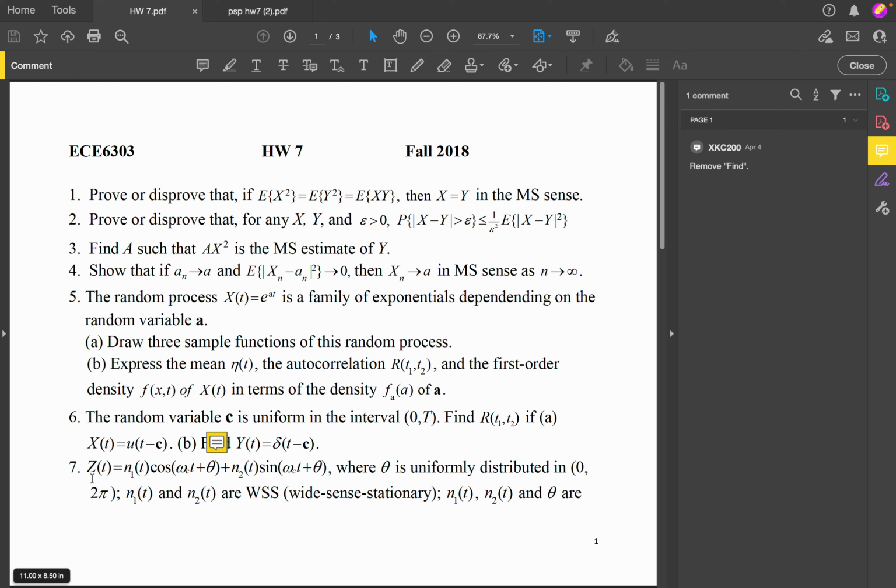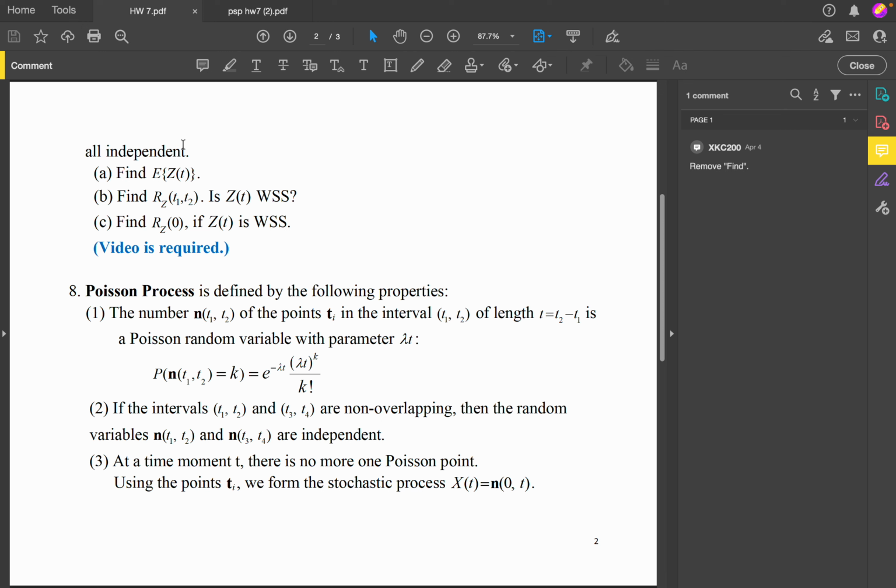So we are given that z(t) is equal to n1(t) cos(ωc t + θ) plus n2(t) sin(ωc t + θ), where θ is uniformly distributed from 0 to 2π, and we are given that n1(t) and n2(t) are WSS, which is wide-sense stationary. Also n1(t), n2(t) and θ are all independent. For the first part, we need to find the expected value of z(t).